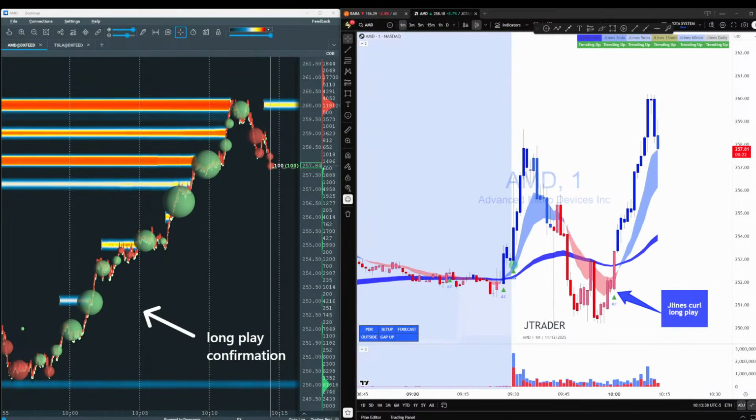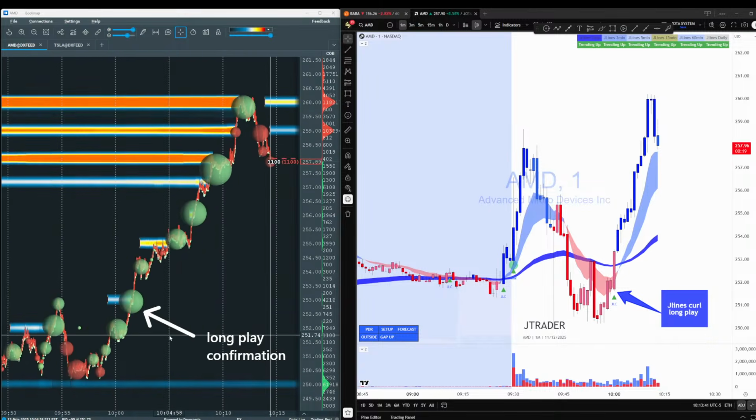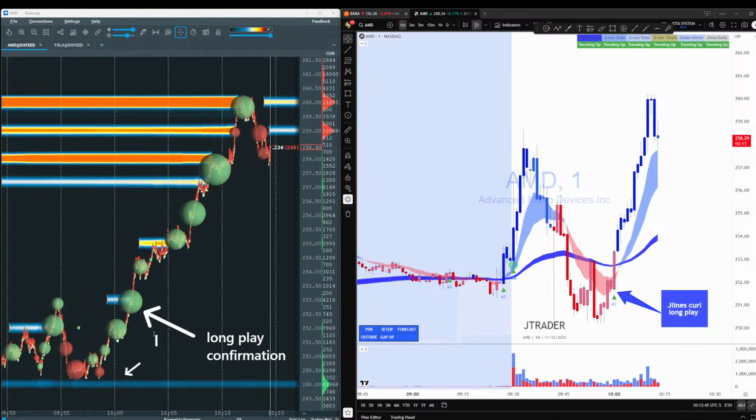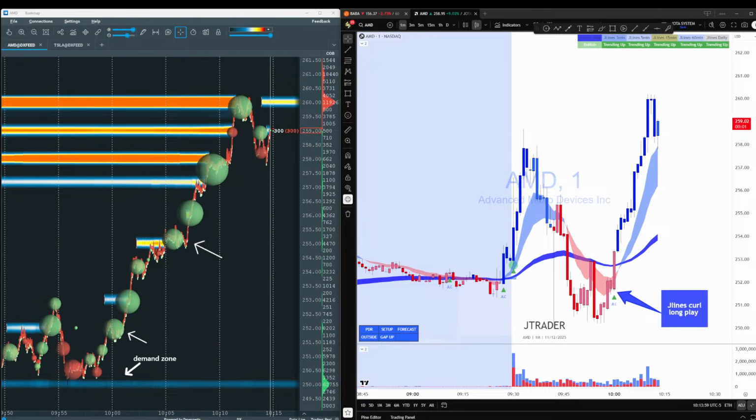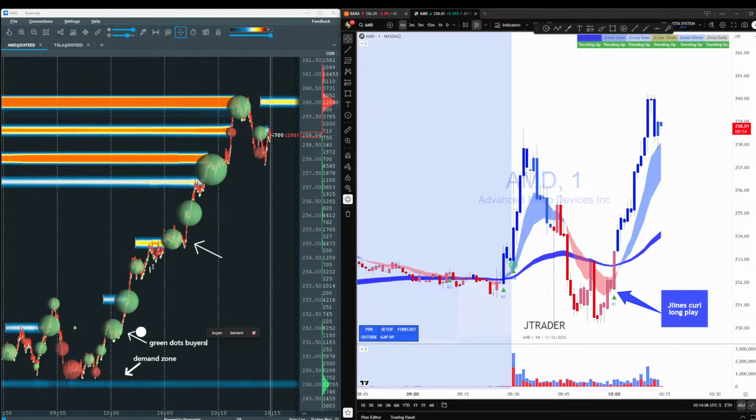This is the demand zone, okay? You can see over here the demand zone. This demand zone. Green dots, buyers. Follow through means it's very strong.